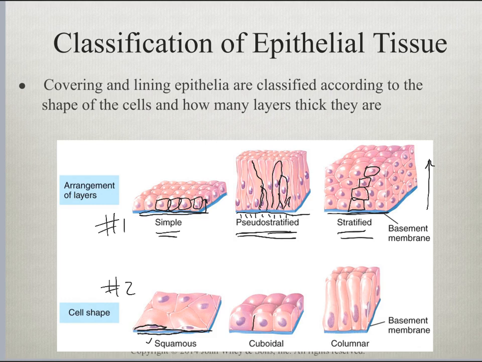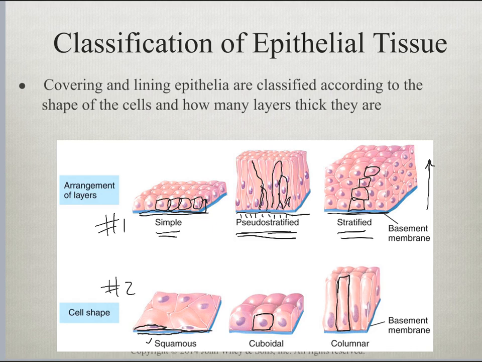Look at the next one. Like a perfect box. We're going to call it a cube or cuboidal. Our third option is these elongated column-like cells. We're going to call it columnar.